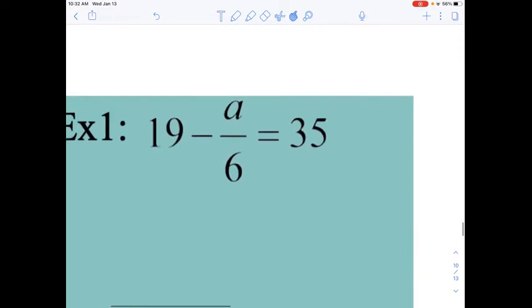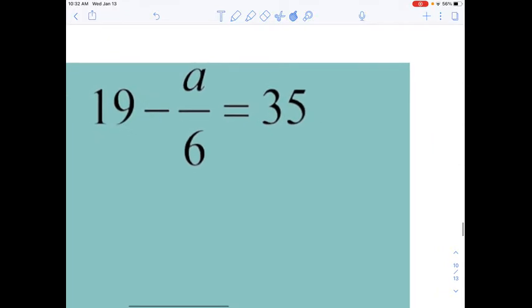So the first example I want you to write down in your notes is 19 minus a divided by 6 equals 35. So first step is to add up. Wherever there's subtraction, I'm going to change it to plus negative. Now I can't distribute. I can't combine any like terms or simplify.